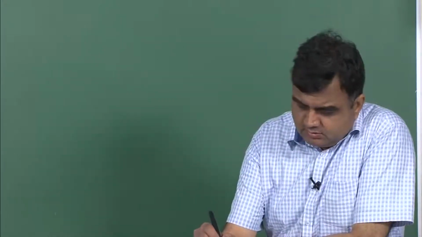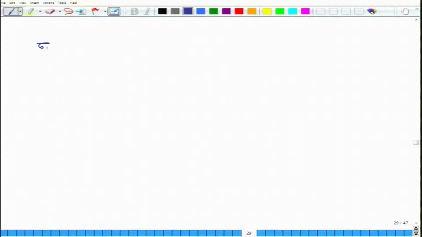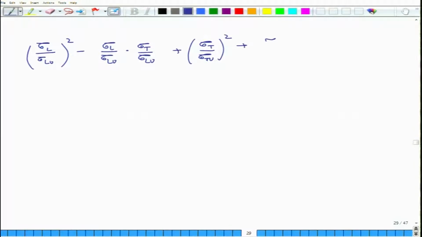Let us write down the relation for the failure criteria. It is sigma L divided by sigma Lu, whole square, minus sigma L divided by sigma Lu times sigma T divided by sigma Lu, plus sigma T divided by sigma Tu, whole square, plus tau LT divided by tau LTu, whole square. And as long as this number is less than 1, the material is not going to fail.